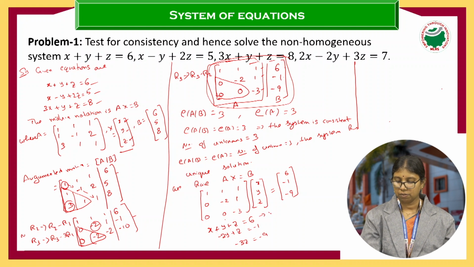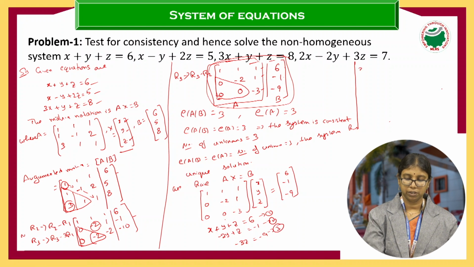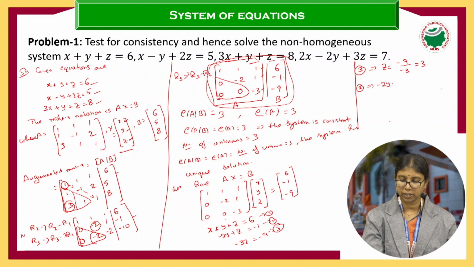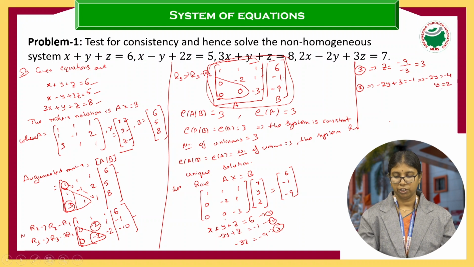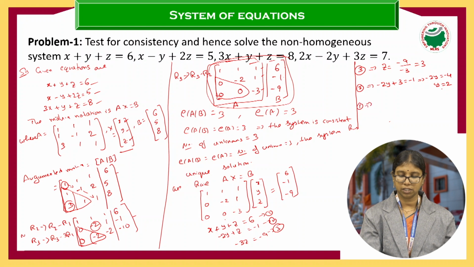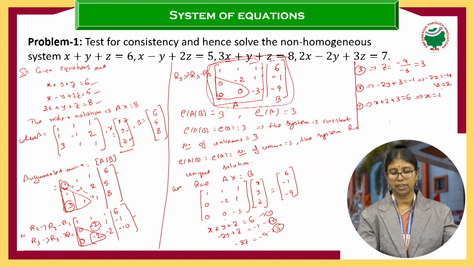Now see, from the third equation clearly we got the value of z. From equation 3 we got z as minus 9 by minus 3, that is 3. Now if you take z in equation 2, you will get minus 2y plus 3 equal to minus 1, that is minus 2y equal to minus 4, so y equal to 2. If you take both y and z values in equation 1, that is x plus y is 2, z is 3, equal to 6. This is 2 plus 3, 5. If you take 5 to the right hand side, 6 minus 5, you will get x as 1.